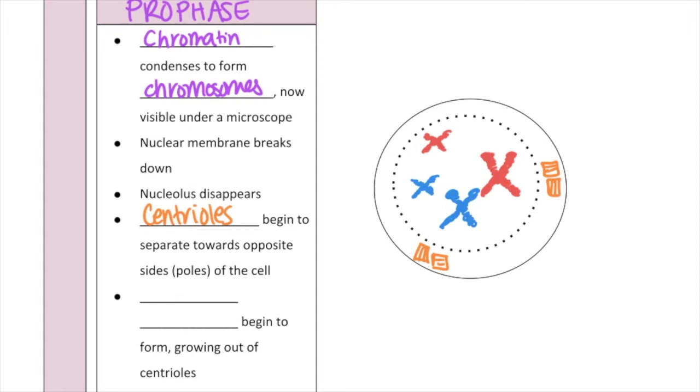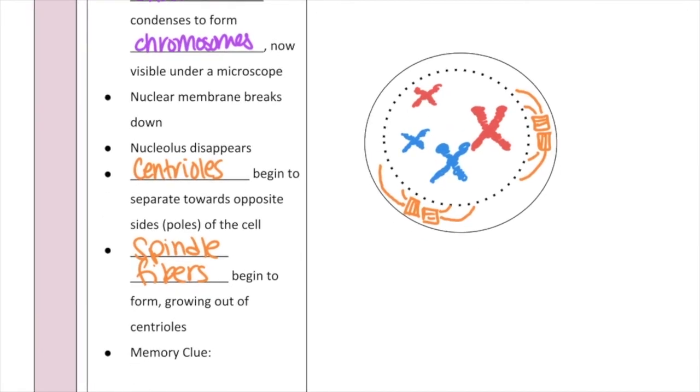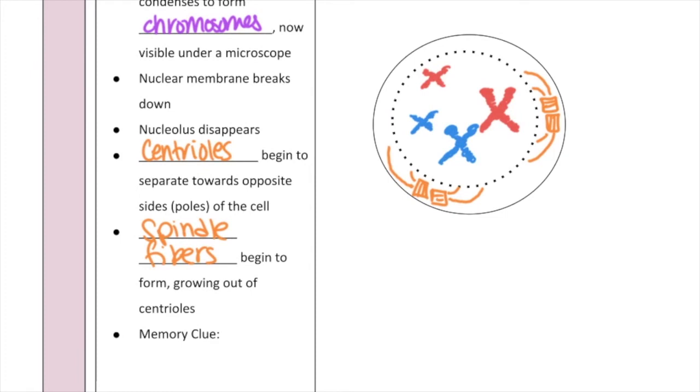What's cool about the centrioles is that another structure is associated with them, and this structure is called spindle fibers. Spindle fibers begin to form, and these are long, protein-rich tubes that grow out of the centrioles, and they will help attach to the chromosomes to organize them later. So essentially this is just the beginning stage of them forming. A memory clue to remember prophase is that the prefix pro is similar to the prefix pri, as in primary, which means first. It is the first phase of mitosis.